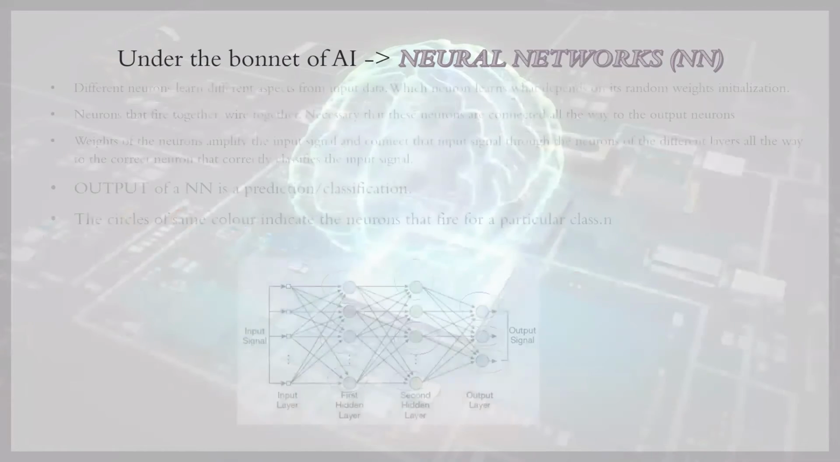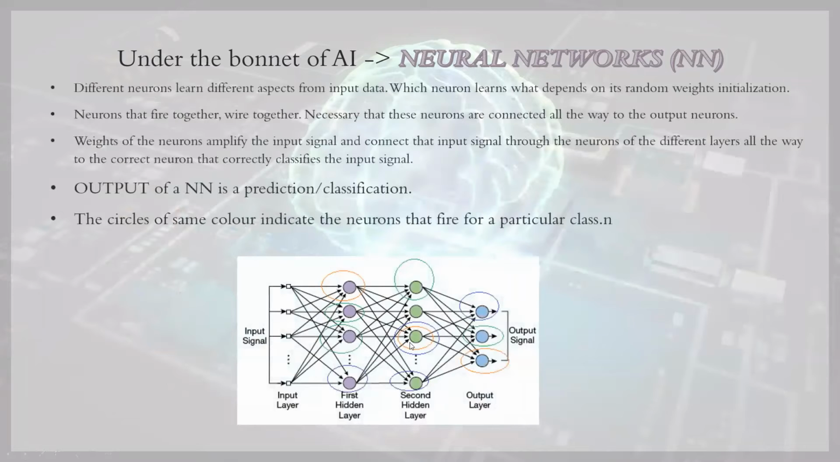So if you see in this picture, I have circled some neurons with the same color. Okay, so let us say there are three output neurons. Instead of just high risk and low risk, let's say we have high risk, medium risk, and low risk. So if you see this, there is a blue circle here, blue circle here, blue circle here, and a blue circle here.